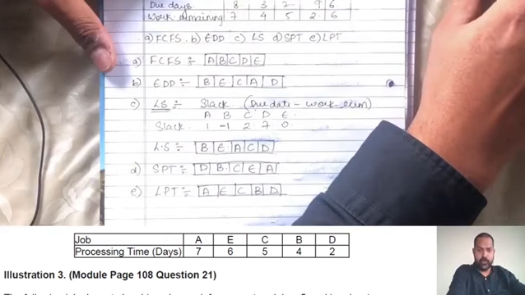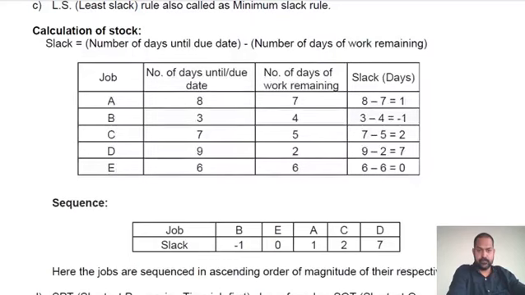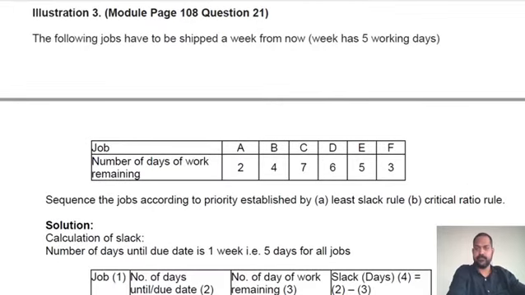That was question number 2. Let's come to question number 3. Let's come to the next question.